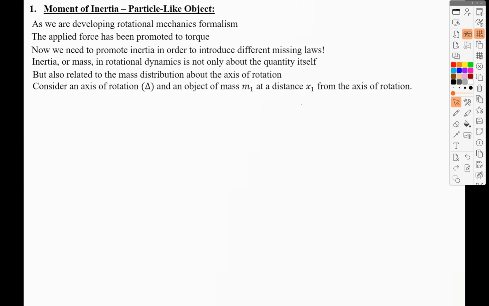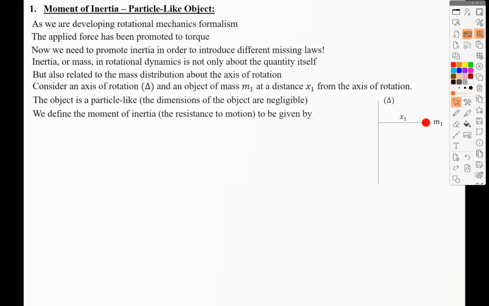Consider an axis of rotation delta and an object of mass m1 at a distance x1 from the axis of rotation. So this is basically the axis of rotation, delta, and we have a mass m1 at a distance x1 from this axis of rotation. So the object is a particle, like the dimensions of the object are negligible, so the object is very small in size.